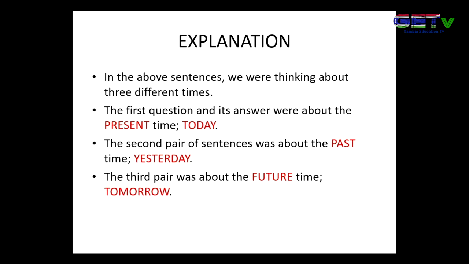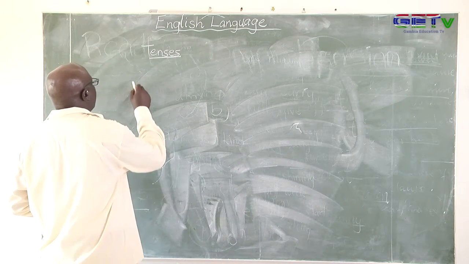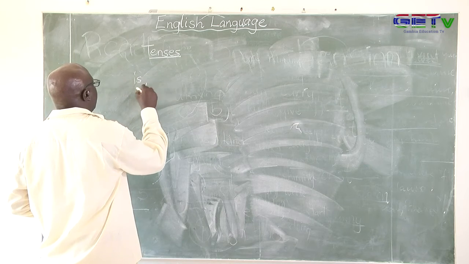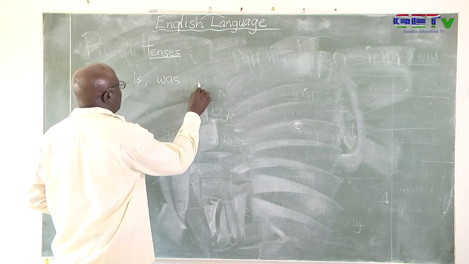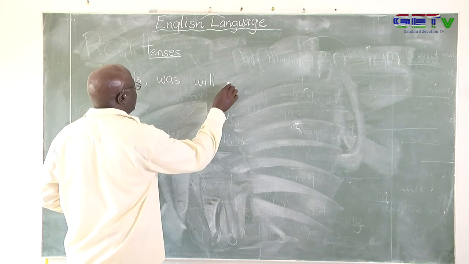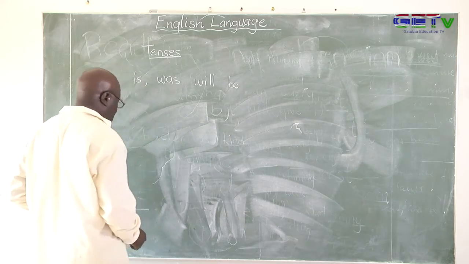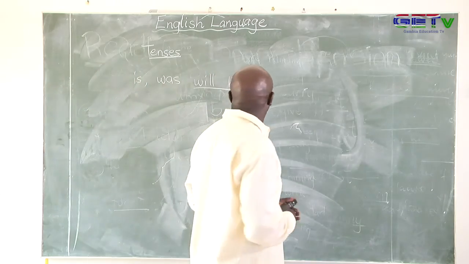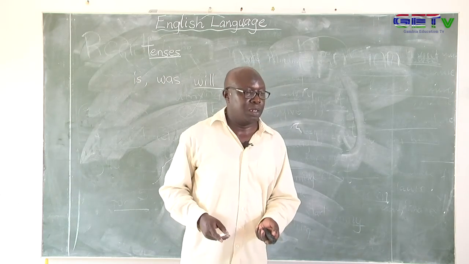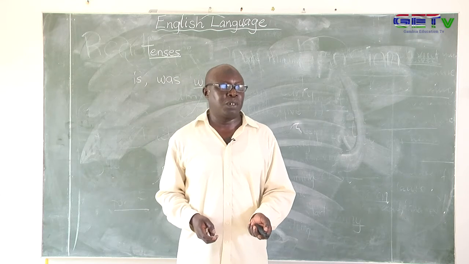Now, in the above sentences, we were thinking about three different times. What day is it today? What day was it yesterday? What day will it be tomorrow? These were the three things that we had that were very important in those sentences.